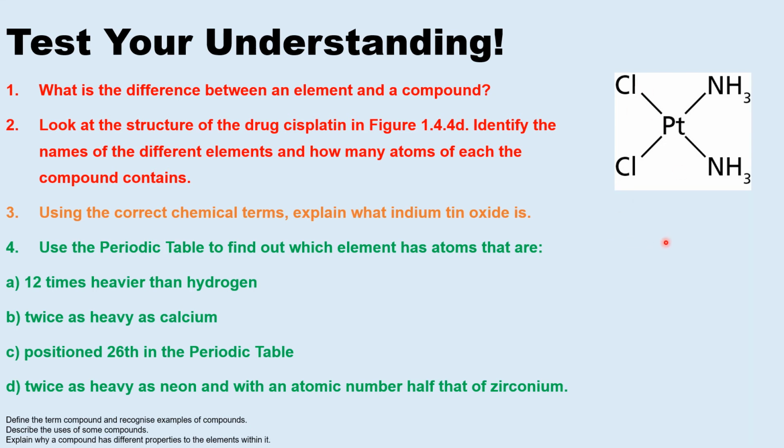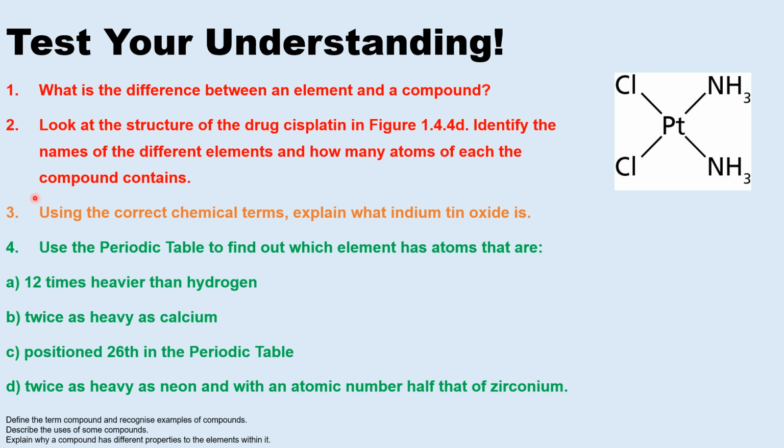Cl equals how many atoms, N equals how many atoms, and H equals how many atoms. So count the amount of atoms for each element in this compound, and then move on to the next question. Using the correct chemical terms, explain what indium tin oxide is. Remember, we talked about this before, and that is a slightly more challenging question, but I'm hoping you'll be able to remember it.